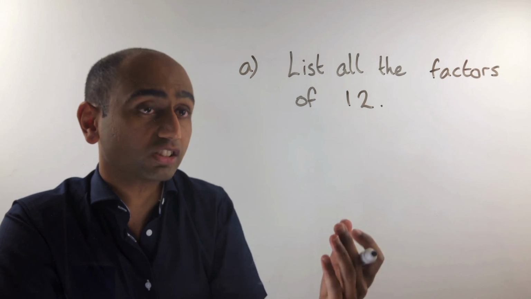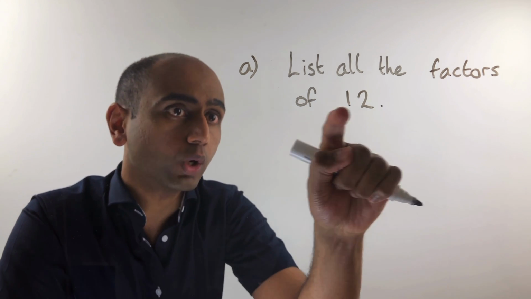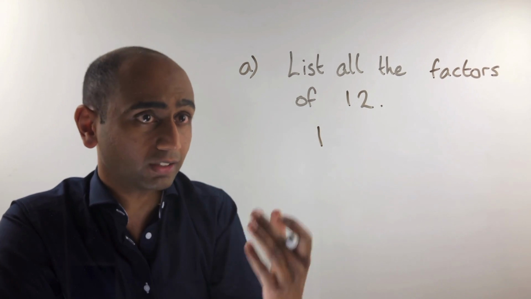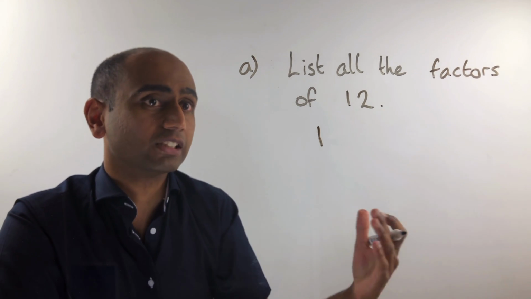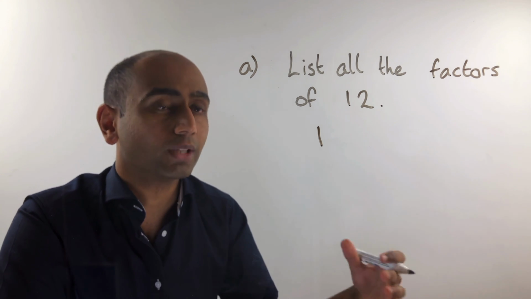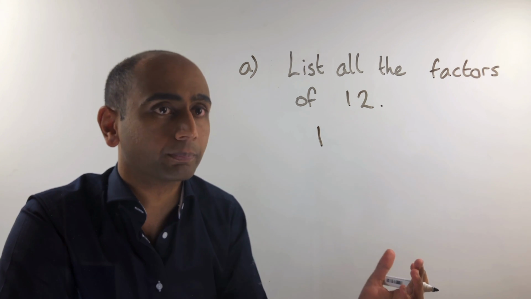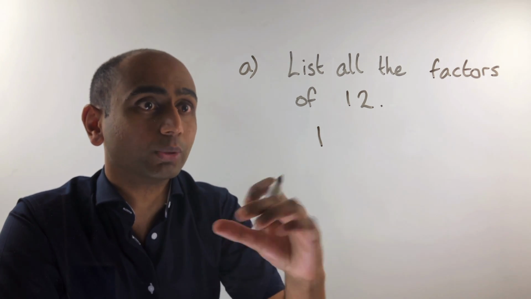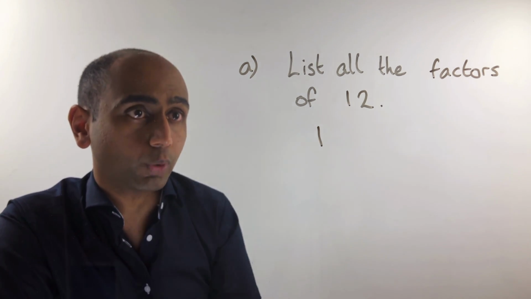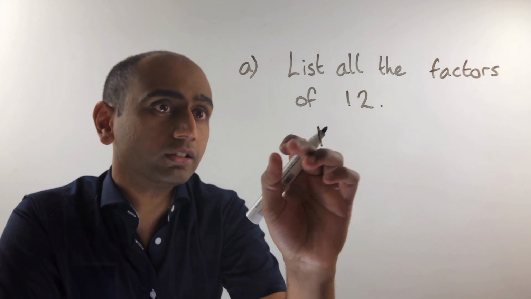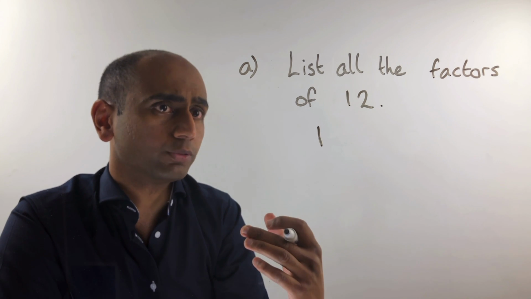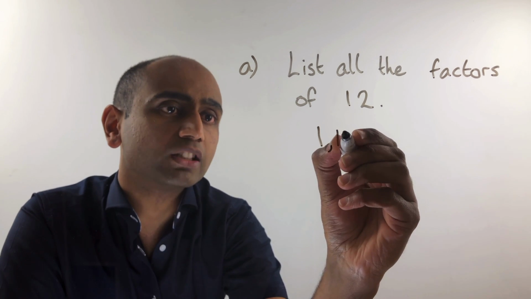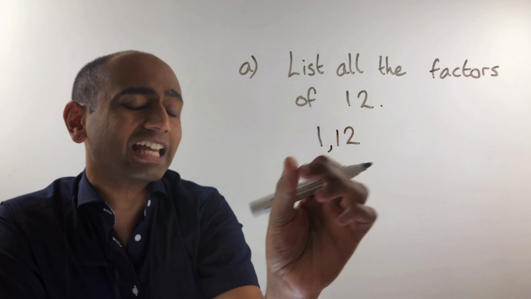So we can start off with 1. Does 1 go into 12? Yes, it does. In fact, 1 is a factor of every single whole number. 1 goes into every single whole number without leaving a remainder. Now, generally, factors come in pairs, so we can think of 2 for the price of 1 effectively. We've got 1. How many times does 1 go into 12? It goes into 12 times. So 1 and 12 form a factor pair.